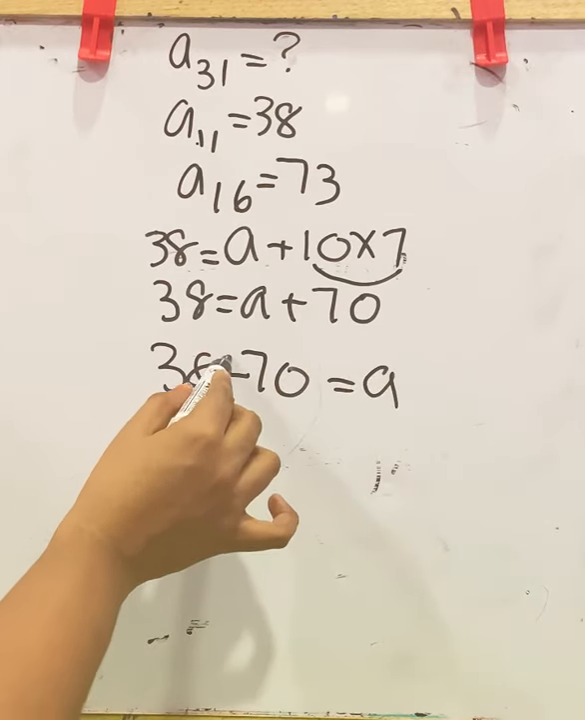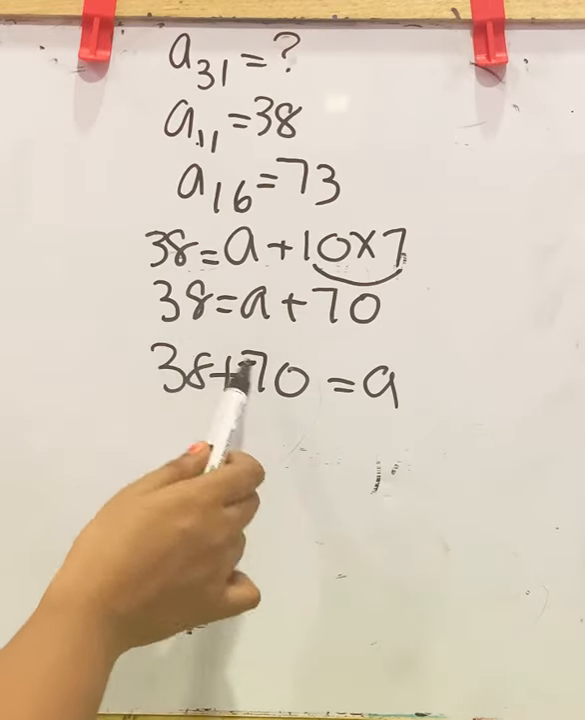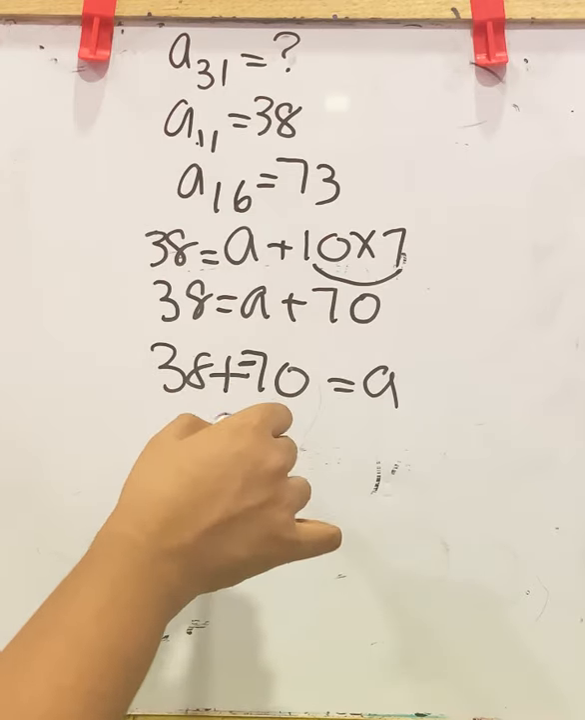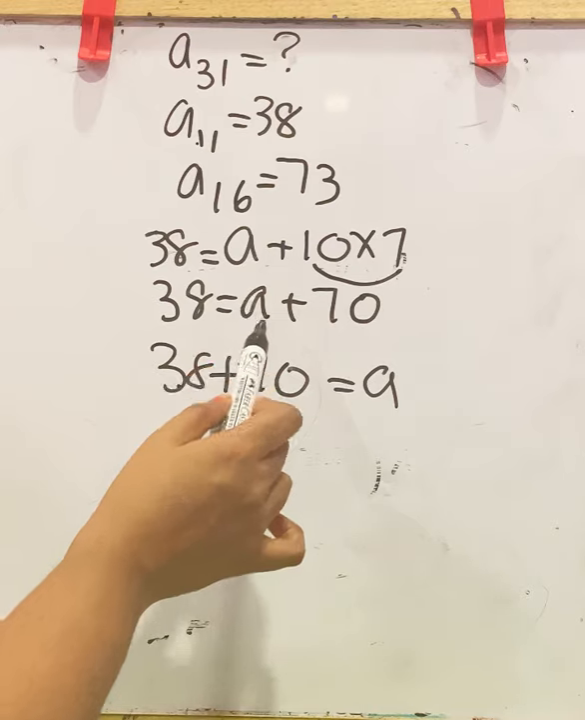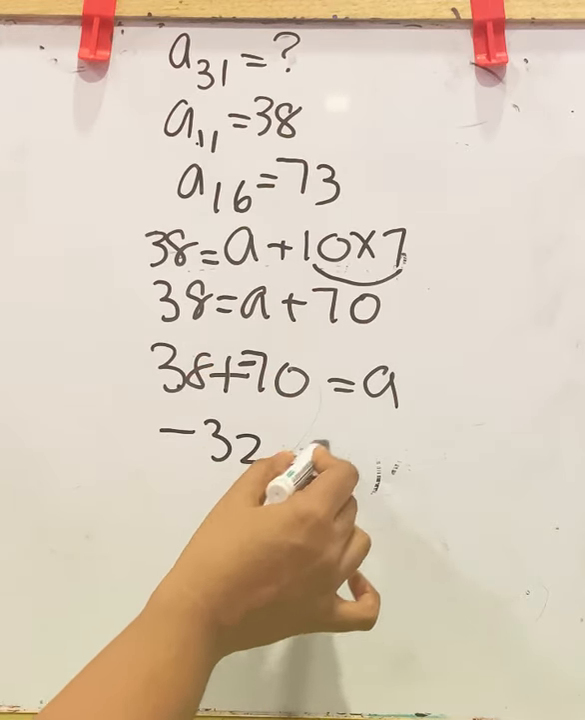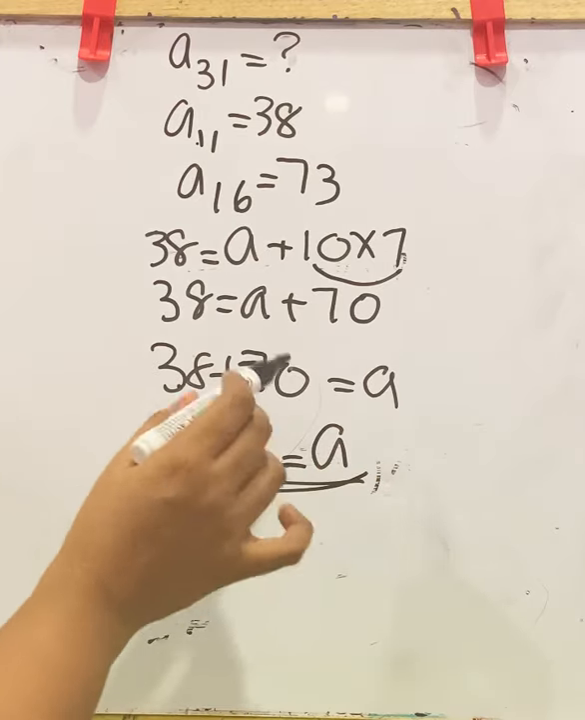The subtraction becomes addition and change the sign of the next number. Here opposite signs, or opposite sign integers addition. The result will be: subtract the smaller number from the bigger number and put the sign of the bigger number. And you will get minus 32 equal to A. So the value of A is minus 32.